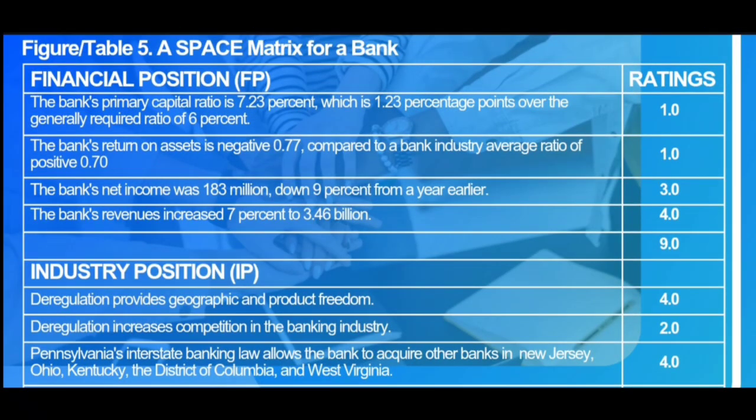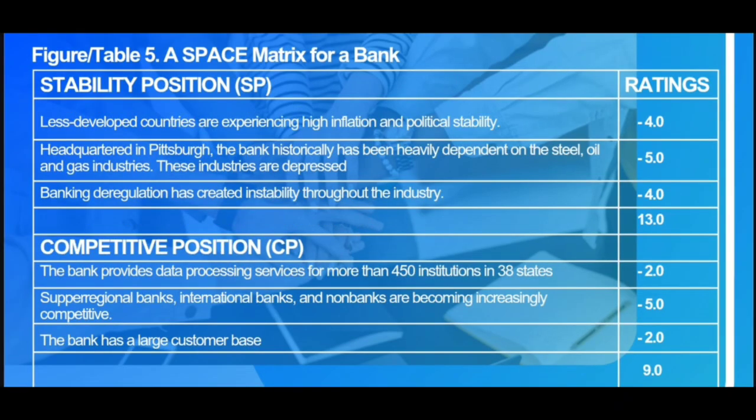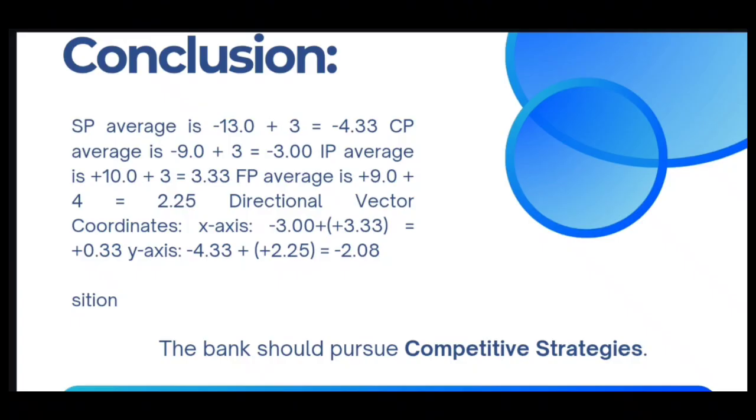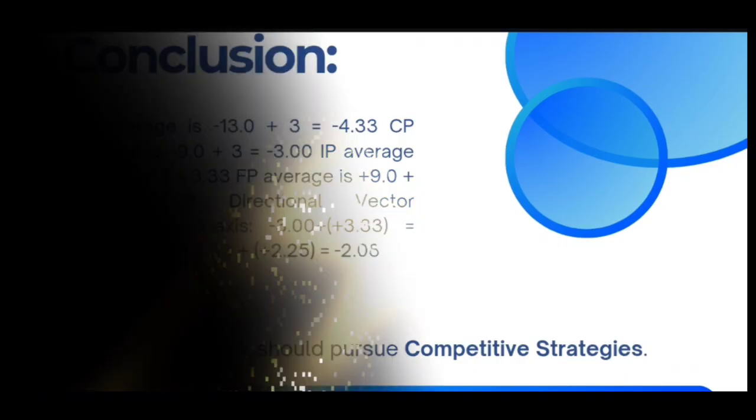So we have an example here of a space matrix for a bank. On the side you can see the ratings, whether negative or positive. This is your judgment that you come up with through time. For the conclusions, the calculated product or directional vector is positive 0.33 and negative 2.08. This places the bank in the competitive quadrant, meaning it should focus on strategies that help it compete and strengthen its position. So this is what is used, the ratings, to judge the company's situation.